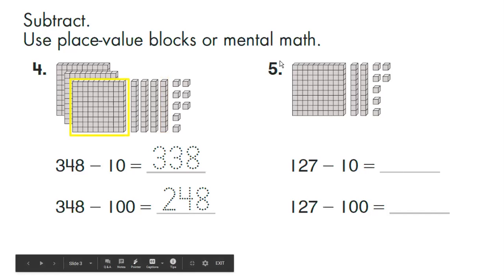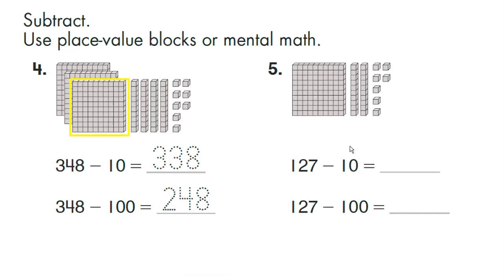Okay, let's do number 5. 127 minus 10. First I'm going to take away a group of 10. And now I have 100, 110, 111, 112, 113, 114, 115, 116, 117.